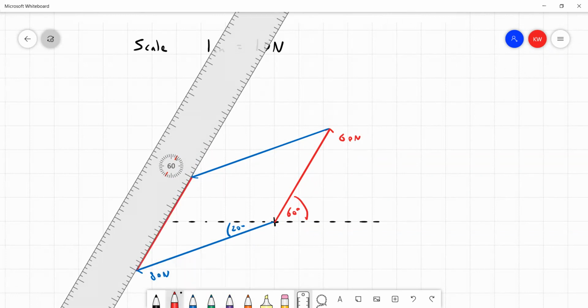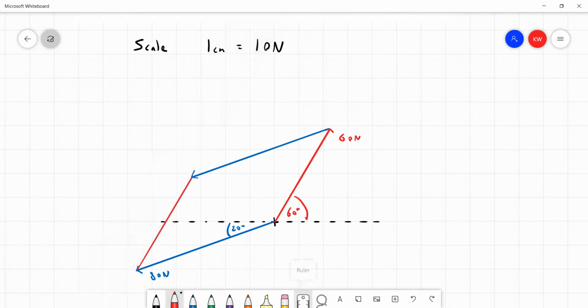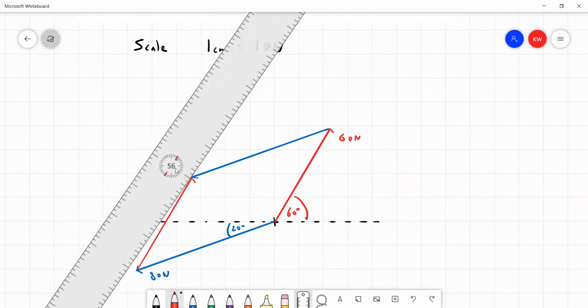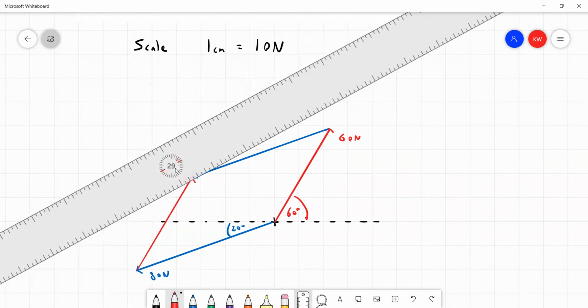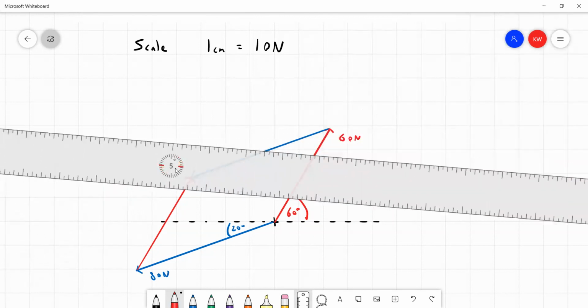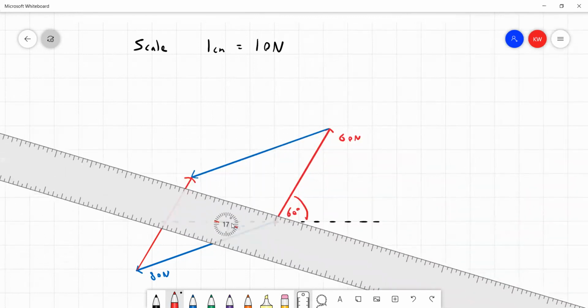And where these two lines meet, where I'm drawing this red line to join the end of the blue arrow, where these two arrowheads meet, that is going to be the end of our resultant. That's the overall direction of these two forces combined. So again, we take our ruler and we're going to draw a line from our starting point to our ending point, and that line will be our resultant vector.